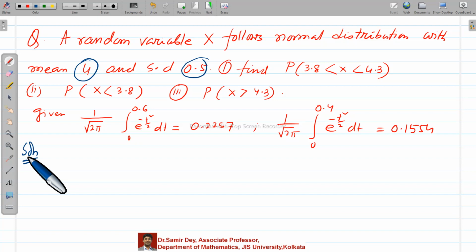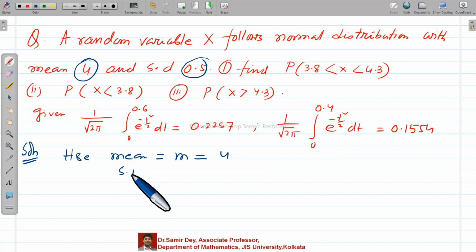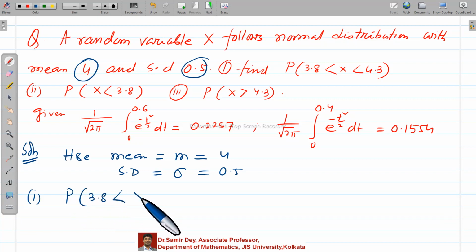Solution. So please write down here. What is your mean? Here mean m is equal to how much? 4. What is your standard deviation? Standard deviation is represented by sigma. Sigma is equal to how much? 0.5. Now we are going to solve question number 1. Our first question is, you want to find the probability that 3.8 less than x less than 4.3.